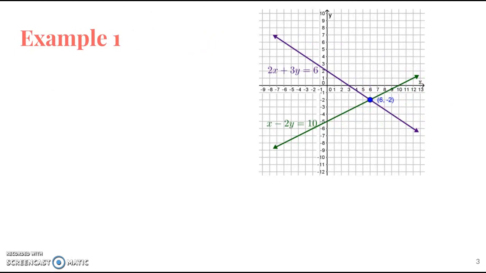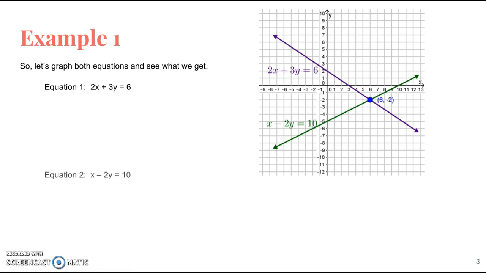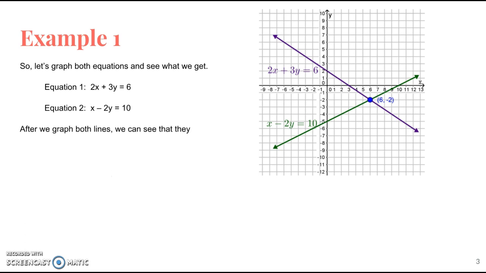And here's an example. So let's graph both equations and see what we get. You're going to see off to the right of your screen that both these equations have already been graphed for you. The first equation is 2x plus 3y equals 6, and you're going to see that in purple. The second equation is x minus 2y equals 10, and you will see this equation in green. After we graph both lines, we can see that they do intersect each other. It appears that the point of intersection is (6, -2).